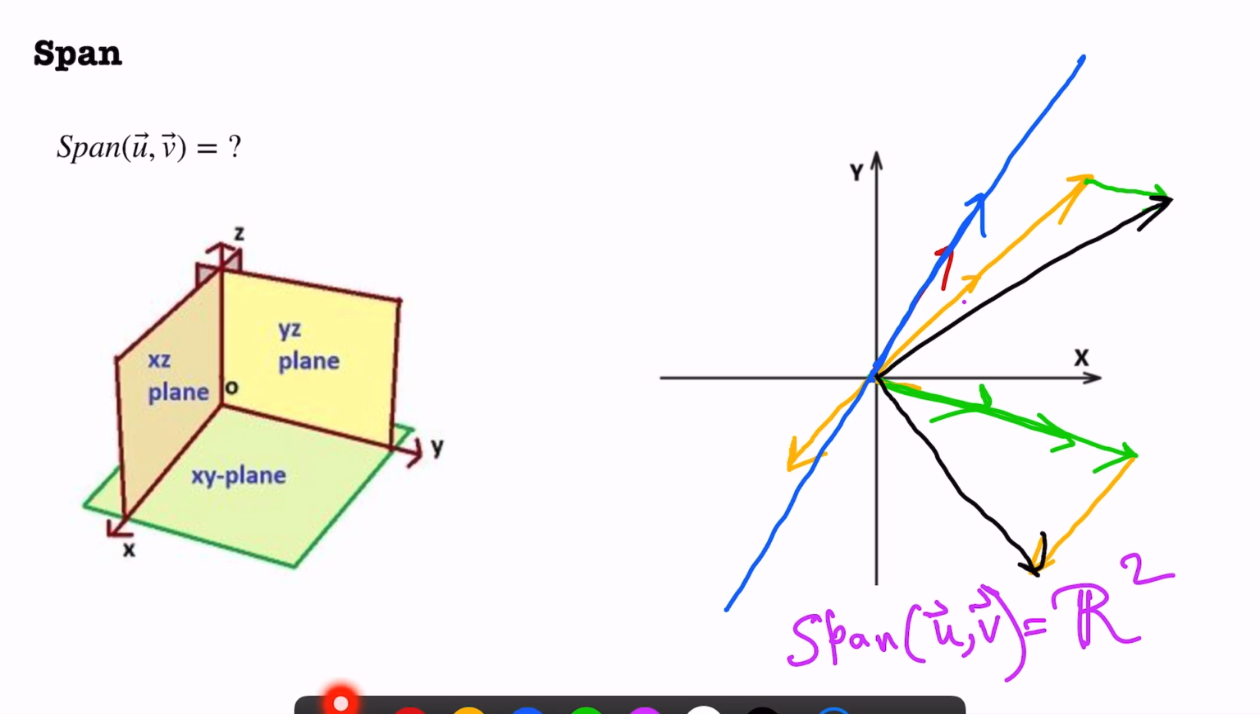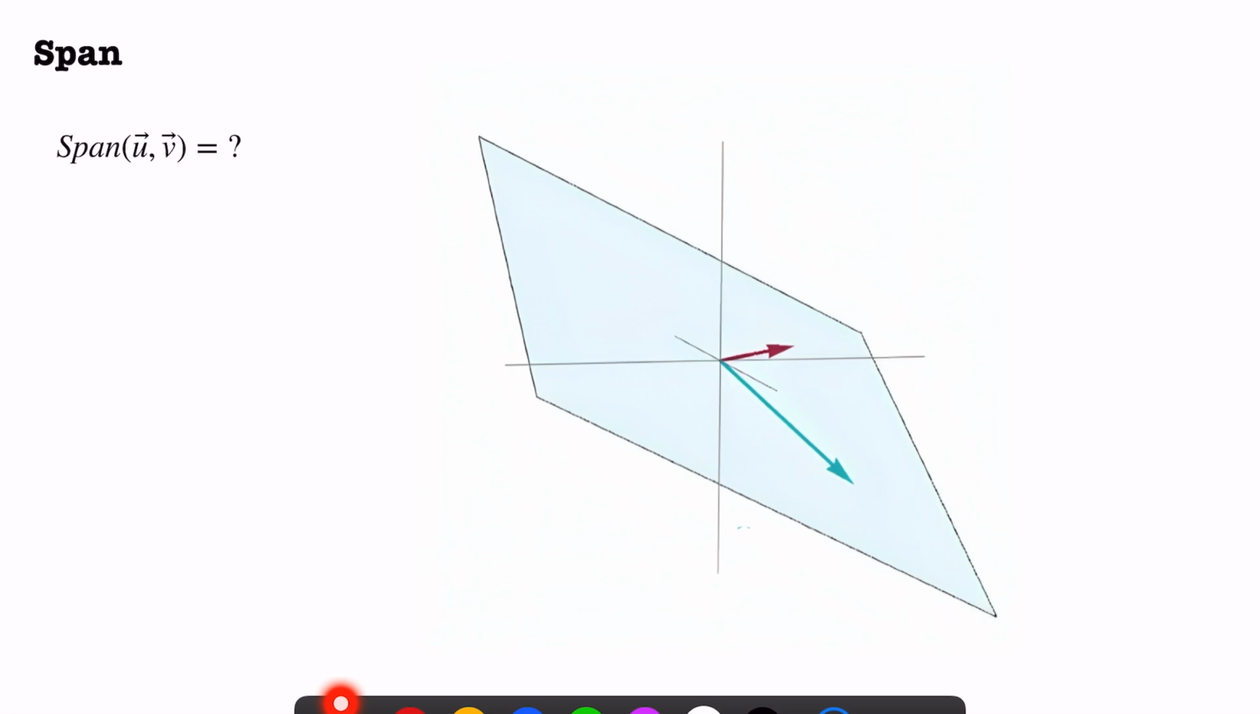Similarly, if we just see in this three-dimensional space, if we take any plane, like here we are showing the xy plane, yz plane and xz plane. So in any plane, if we just take two vectors and take the span of these two vectors, that will be the whole plane. Let's see in the three-dimensional space. So in the three-dimensional space, let's take some other plane, not just the xy, yz or xz plane, any plane that is going through the origin.